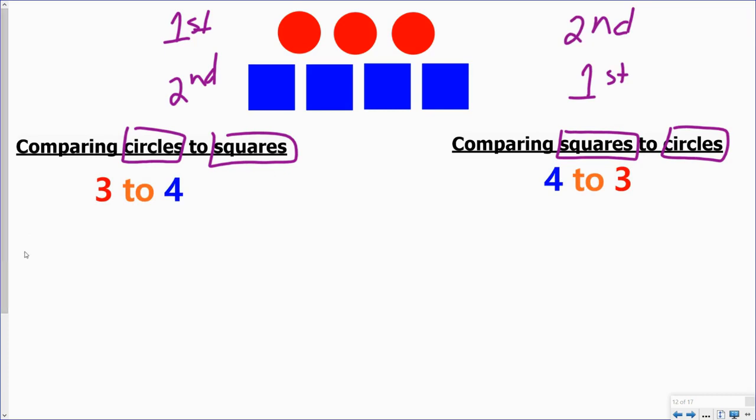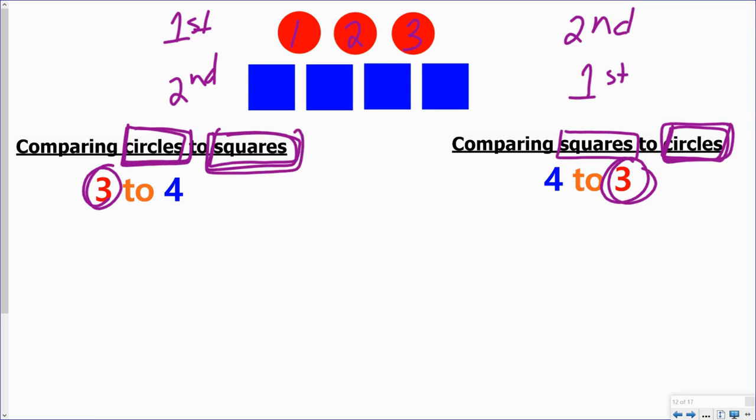So again, up here I have 1, 2, 3 circles, and in this one, my circles are first, so there's my 3. In this one, my circles are second, so there's my 3. And then squares are second over here. And again, I have 1, 2, 3, 4 squares. So my 4 is second here. Here, my squares are first. So that means my 4 is first.